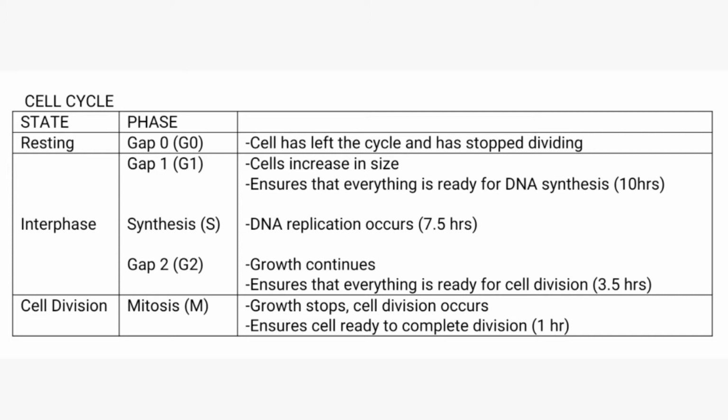Next is the synthesis phase. This is where DNA replication occurs and it will take 7.5 hours. For gap 2, this is where growth continues. It ensures that everything is ready for cell division and it takes 3.5 hours. Next, after the interphase is the cell division. In cell division, we have the mitosis. In mitosis, this is where growth stops and cell division occurs. It ensures the cell is ready to complete division and it will take 1 hour.